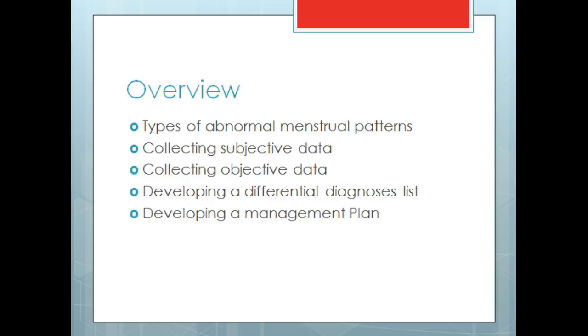So first we'll go through the different types of abnormal menstrual patterns, how we would define those. And then we'll talk about how we would collect subjective data, so history taking, and then how we would collect objective data, so that would include our physical exam, labs that we might order, diagnostic imaging, and then we'll move from that to talking about ultimately what's on our differential diagnoses list, and then based on what we end up diagnosing her with, how we would develop a management plan based off of that.